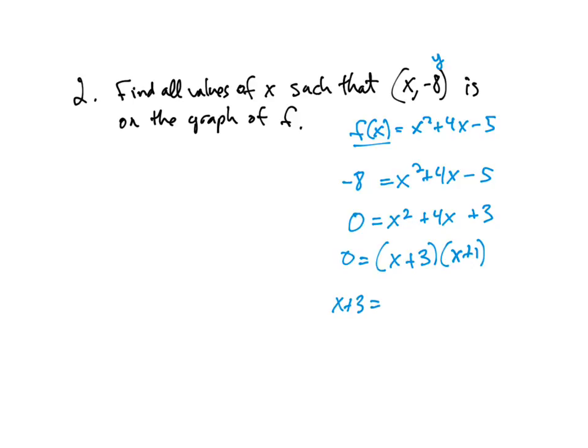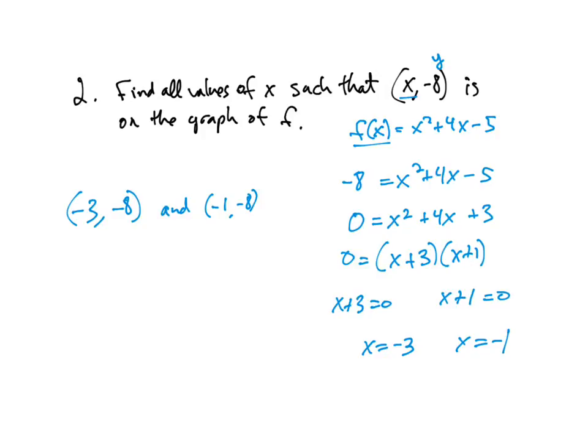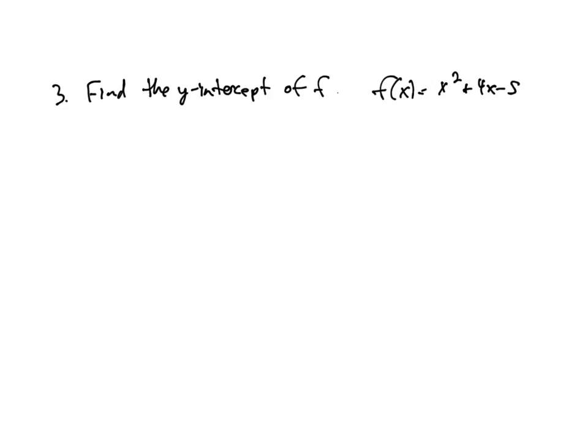So x plus 3 is equal to 0, x plus 1 is equal to 0. We end up with x equal to negative 3, x equals negative 1. So what this is saying is negative 3, negative 8, just plugging in the negative 3 for x, and negative 1, negative 8 are both going to be on the graph of f.